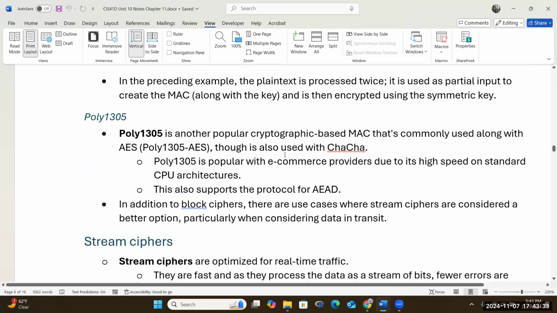Okay, and then the next part talks about Poly1305. This is not part of your assignment, but this is also known for using ChaCha, right? And you see ChaCha, they have ChaCha and Salsa, right? So the cool thing about this industry is if you create the technology, you can name it anything you want, right? So Poly1305 is popular using MAC. It is also integrating AES. So it's known as Poly AES or Poly1305 AES. Now it supports AEAD, like what we just learned.